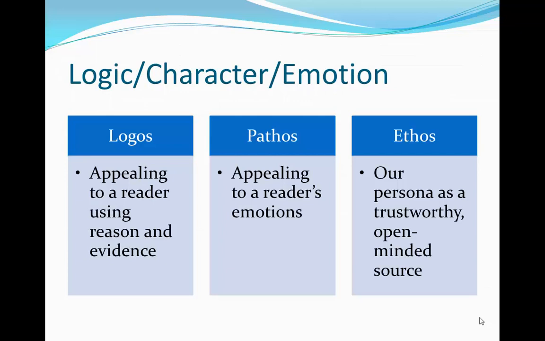So how do you give reasons to support your claim? You use something called logic. You use something called logos, pathos, and ethos. Logos is when you appeal to a reader using reason and evidence. These are the facts and figures. Pathos is when you appeal to a reader using emotions. It's when you put a human face on the issue at hand.